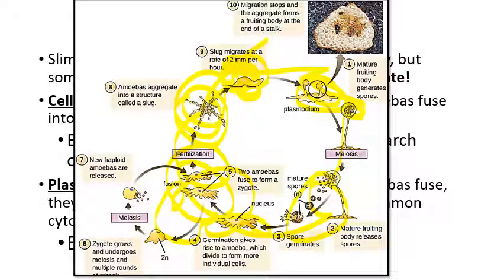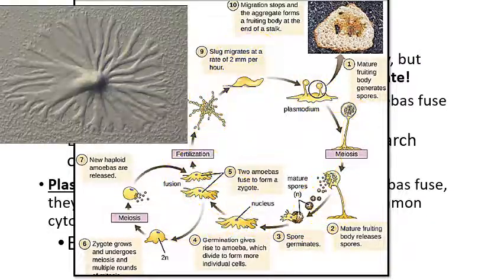And the one thing that they all have in common is that this is a cellular slime mold. So if you looked at the individual cells in the aggregate slug, for instance, you'd see that there are cell plasma membranes in between all of the nuclei. The nuclei are not just sitting in a great big giant common cytoplasm.